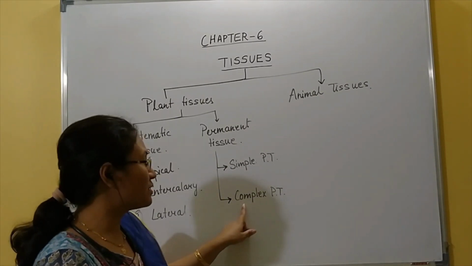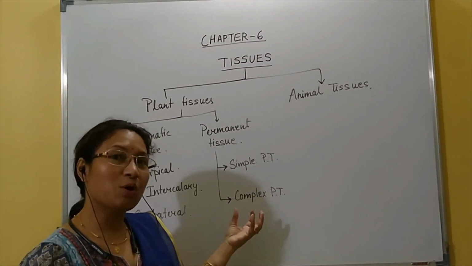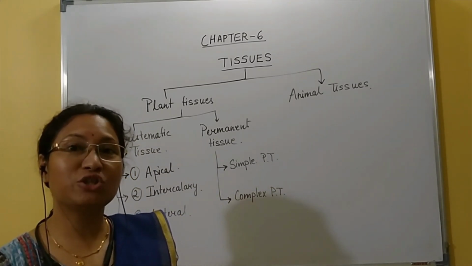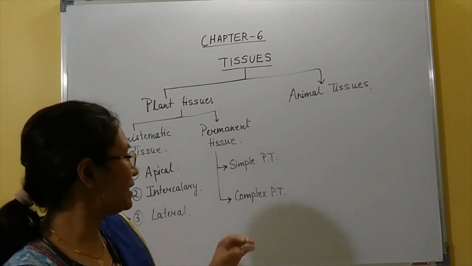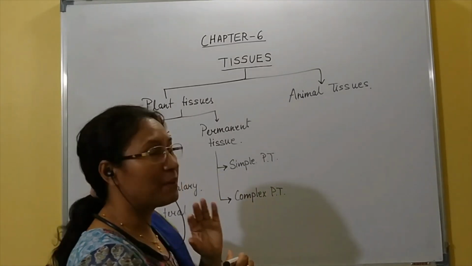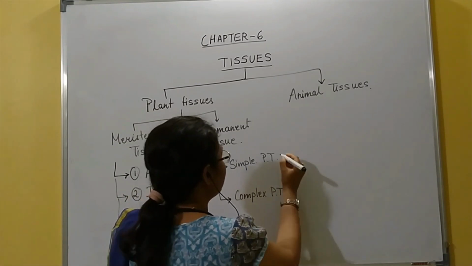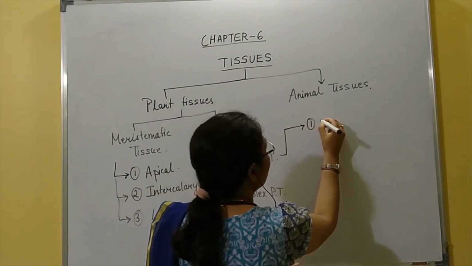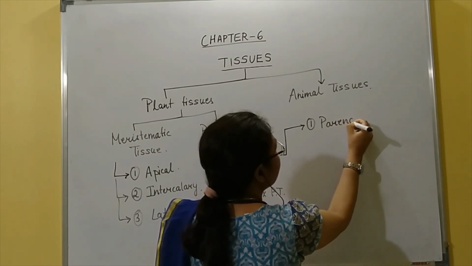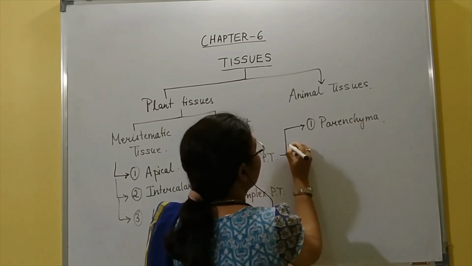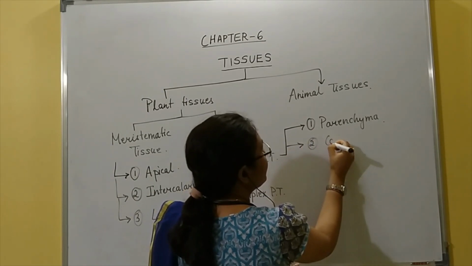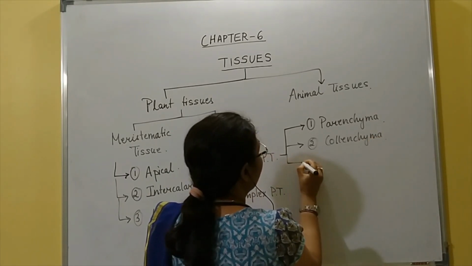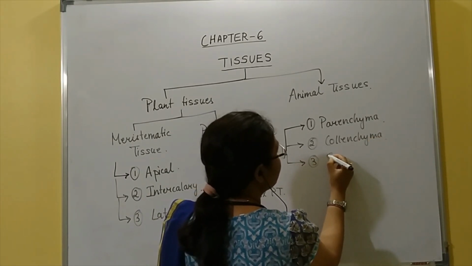And the second one, the complex permanent tissue, the name complex itself implies that there will be a mixture of different types of cells. That's why the name complex. Now the simple permanent tissue will have three different kinds of cells. The first one is called the parenchyma. The second one is called the collenchyma, and the third one is called the sclerenchyma.